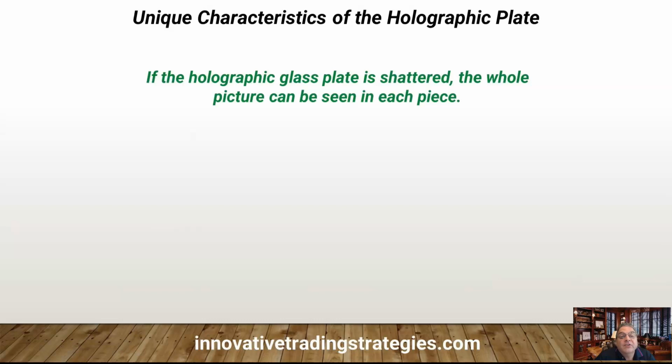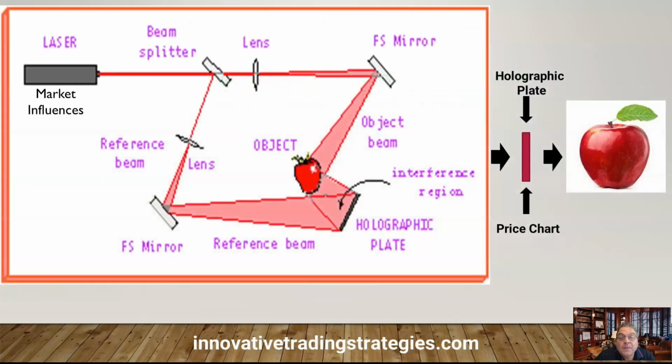So what's a unique characteristic of a holographic plate? Well, if the holographic glass plate is shattered, the whole picture can be seen in each piece. That's kind of cool, right? So this is a glass plate, all right? It's a solid, but let's say I dropped this on the floor and it shattered into little pieces. If you picked up one of those little pieces, you're not going to see just a partial part of the apple. You're going to see the whole apple again.